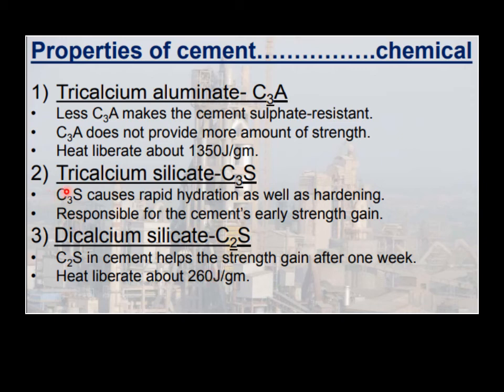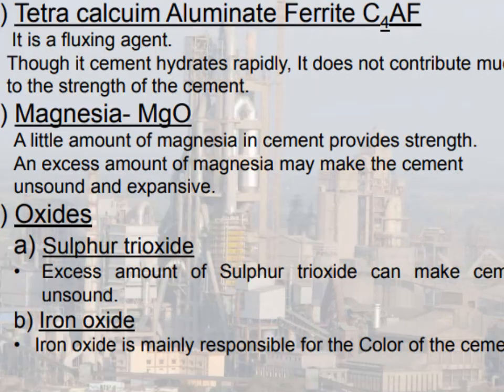Okay, and tricalcium silicate, that is C3S, actually causes rapid hydration in the cement, and it's responsible for early strength. Okay, and dicalcium silicate, that is C2S, helps in the strength gain after 1 week of casting. Heat liberated is around 260 joules per gram. So these are the few applications of the compounds.